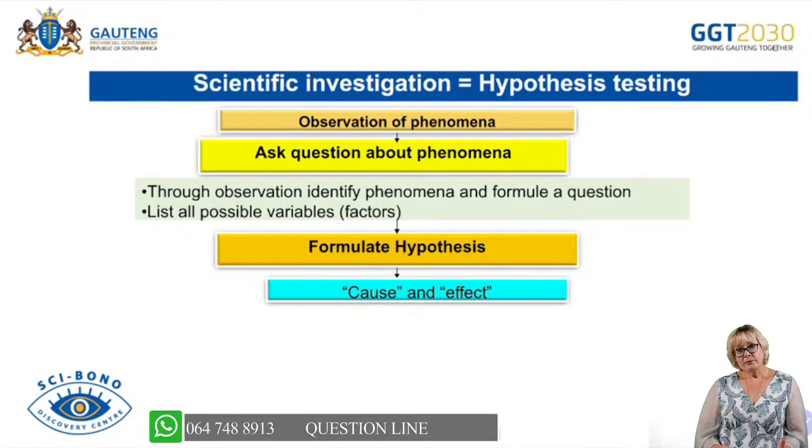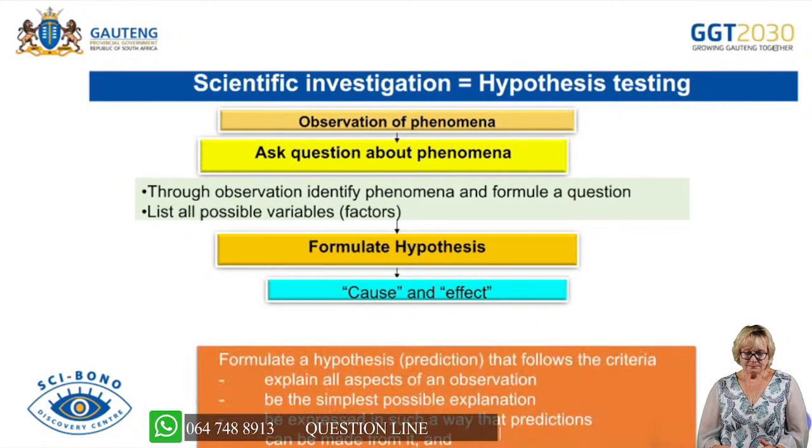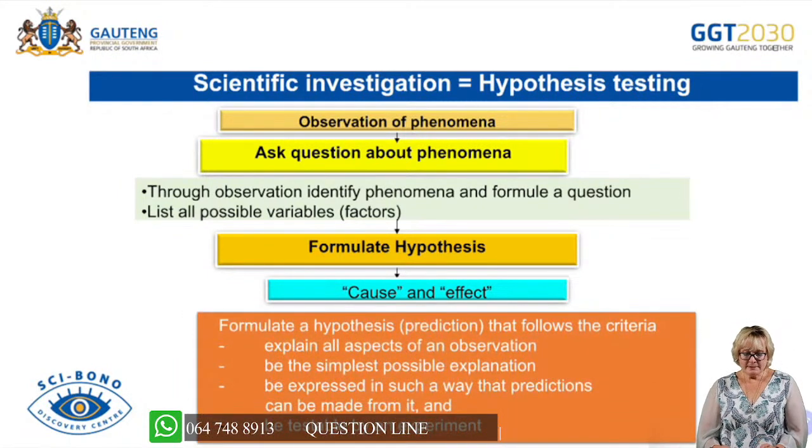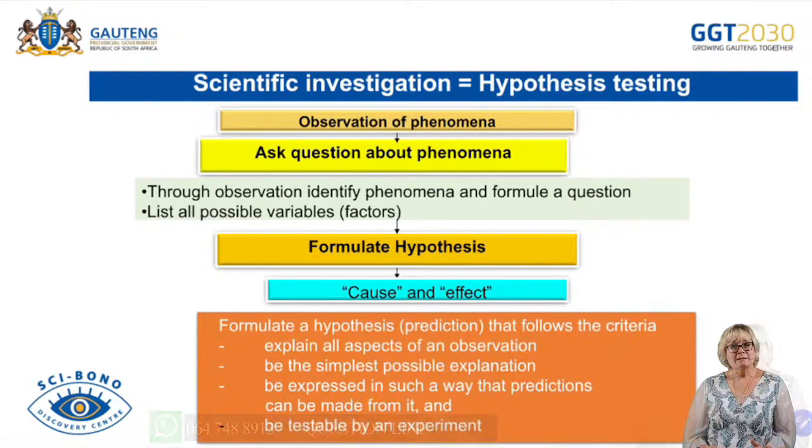And remember, your hypothesis must be cause and effect. So you can say, in summer it's covered in mold faster because it is warmer. Then you formulate a hypothesis, a prediction that follows the criteria. Explain all aspects of an observation, be the simplest possible explanation. So no fancy words, straightforward. Be expressed in such a way that predictions can be made from it and be testable by an experiment. So your hypothesis must be testable.